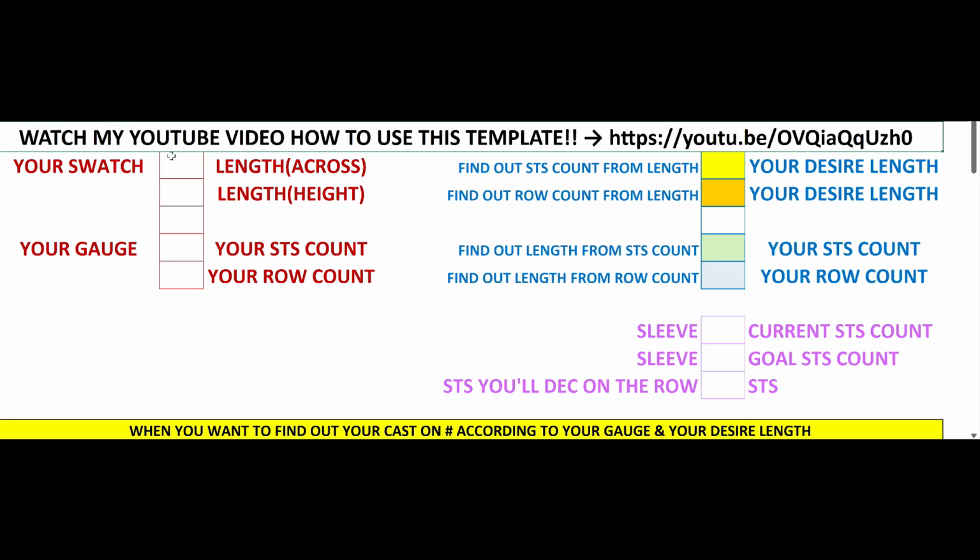Here, the red section, you have to input your swatch information. So I'm going to put my swatch information, which is 4 inch by 4 inch. And I have 24 stitch count and 34 rows within 4 by 4 swatch. And then let's find out the cast on number.